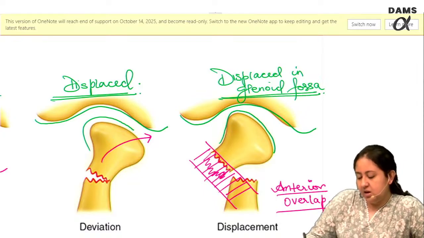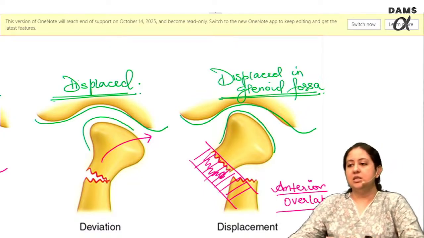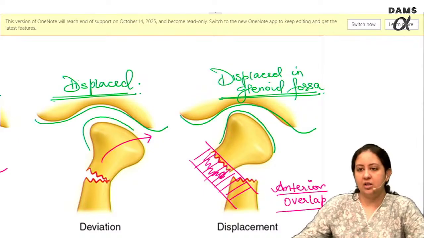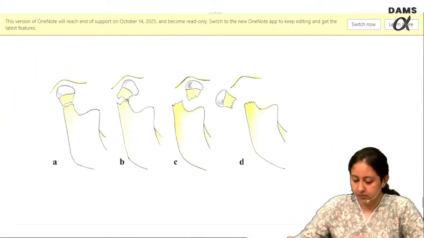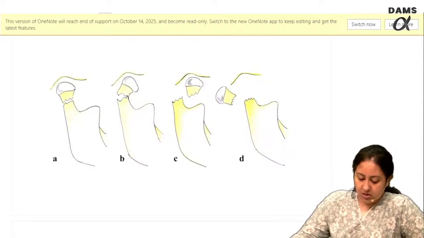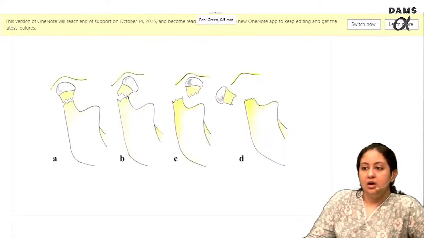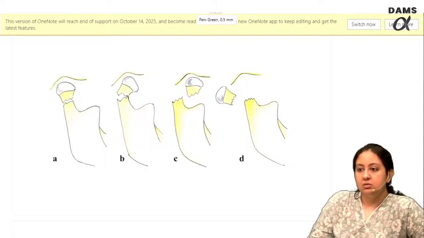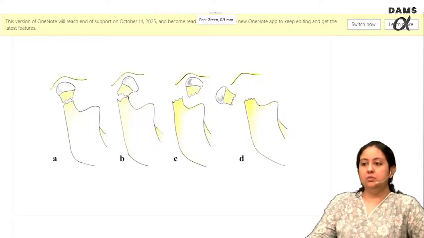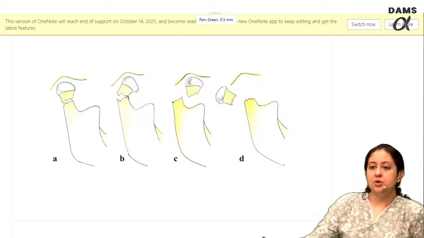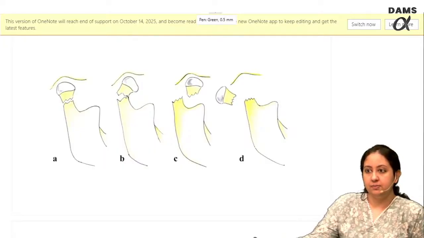And dislocated, I have told you, dislocated means it is in a different location. Remember it like that. Dislocated means it is lying outside the glenoid fossa. This is a repetition of the same which I just told you, this particular diagram. So I hope things are now clear to you, the difference between deviation, displacement and dislocation.